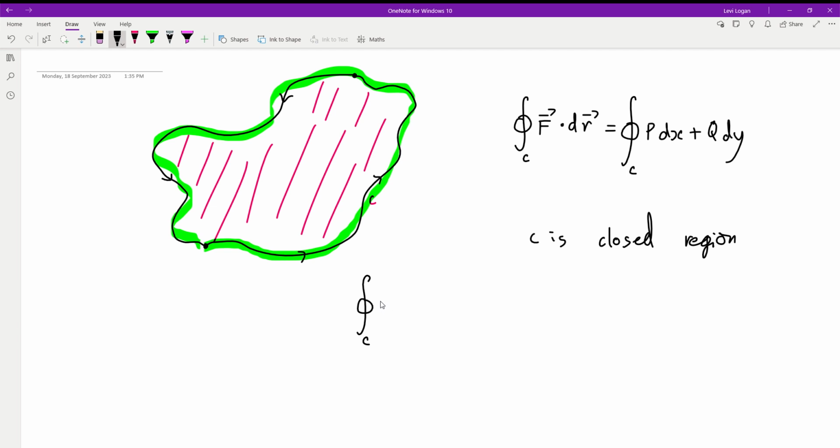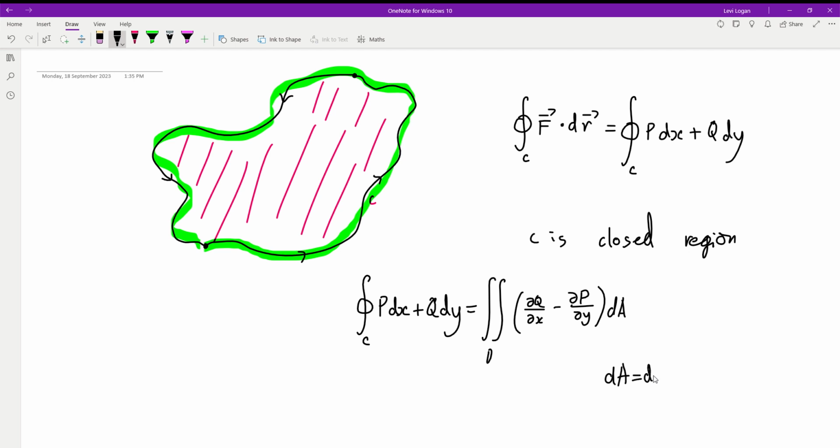So if you integrate along a particular path C with a vector field like this, this is equivalent to the double integral over some region D, between x and y, of the partial derivative of Q with respect to x minus the partial derivative of P with respect to y, dA, where dA represents dx dy. It's just a shorthand for it. So this here is Green's theorem. Let's see if I can write that fully. I think I spelled theorem right. Hopefully I did.